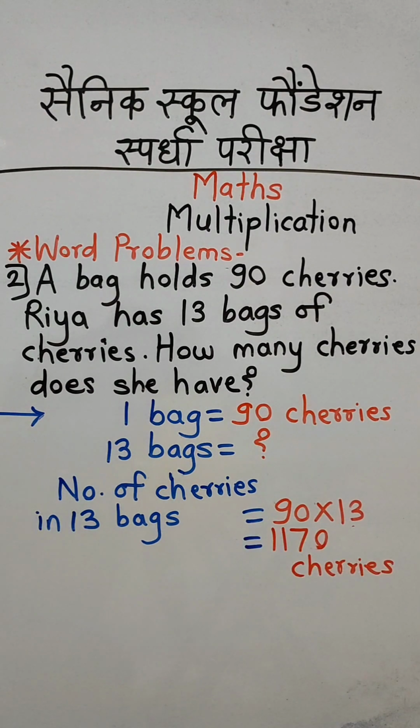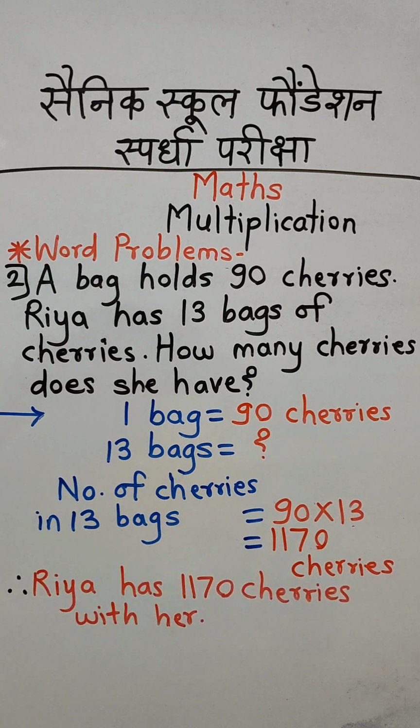Therefore we have the total number of cherries in 13 bags, that is 1170. Finally we have written, therefore Ria has 1170 cherries with her.